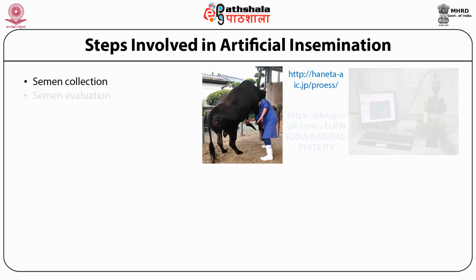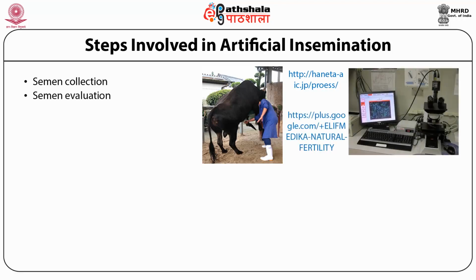The second step is its evaluation. What is the sperm number, how is the sperm quality, whether their motility is normal or not, or whether there are some bacterial cells. So it is very important to evaluate the quality of semen to the maximum. If it is of satisfactory quality, then only it should be processed further.